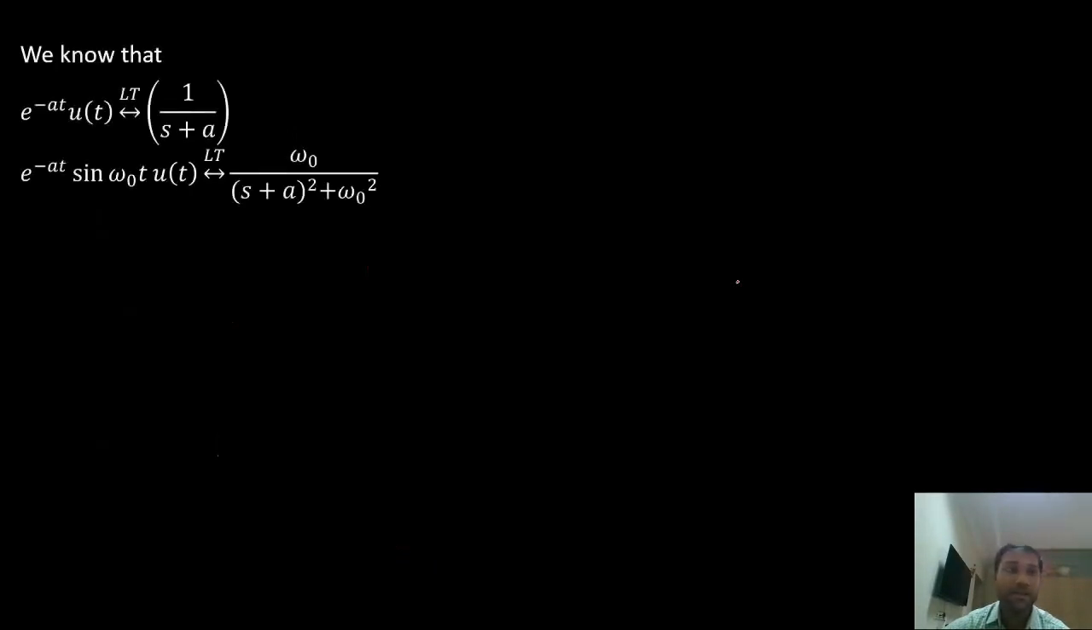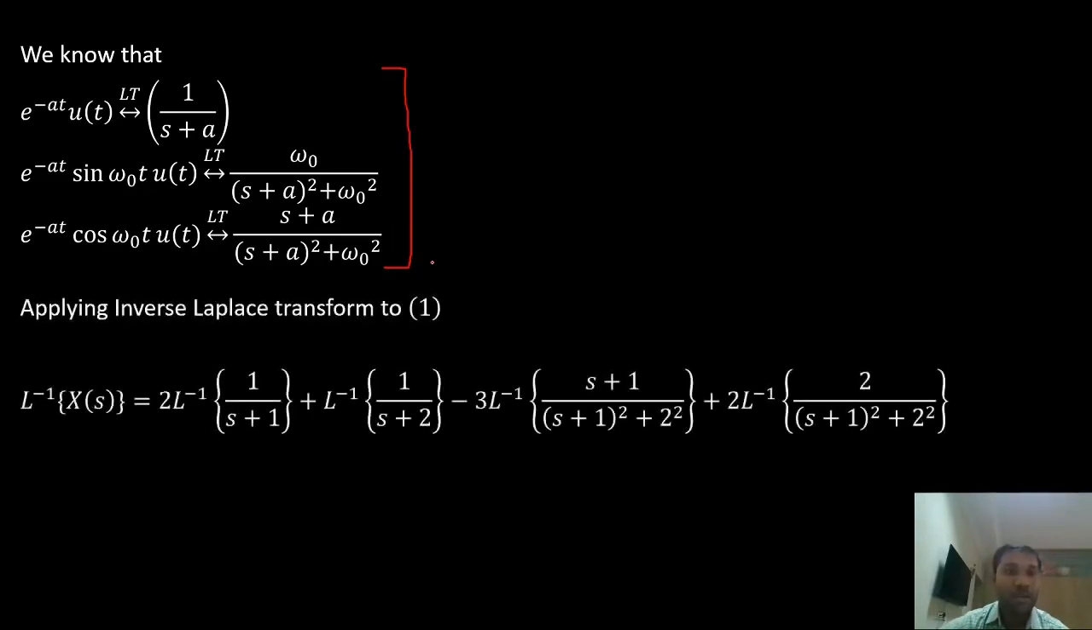So what are these two terms reminding you of? They must remind you of Laplace transform of cos and sin omega naught t when they are multiplied with e power minus at u of t. These are the three Laplace transform pairs that we are going to use to find the inverse Laplace transform in this problem, right? Now, if we apply inverse Laplace transform to the equation, this is what we have, right?